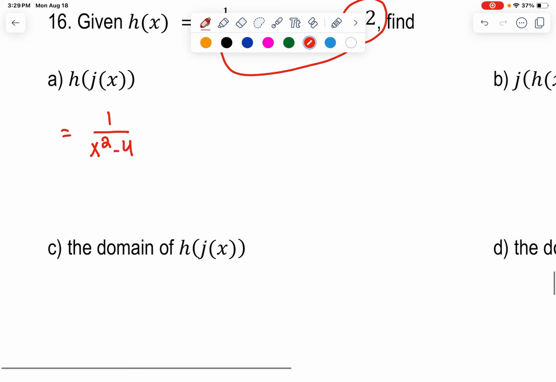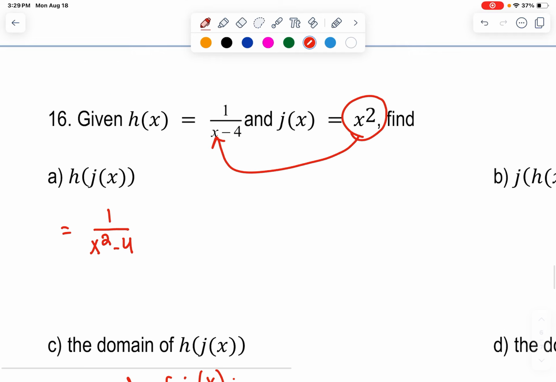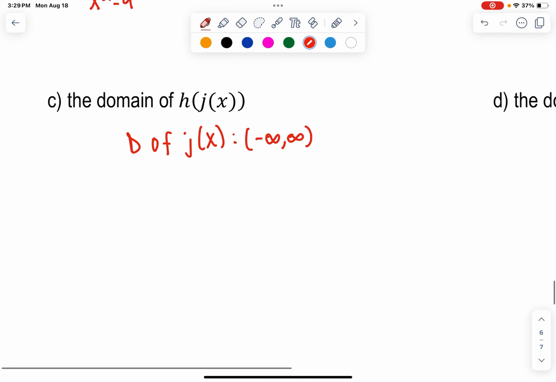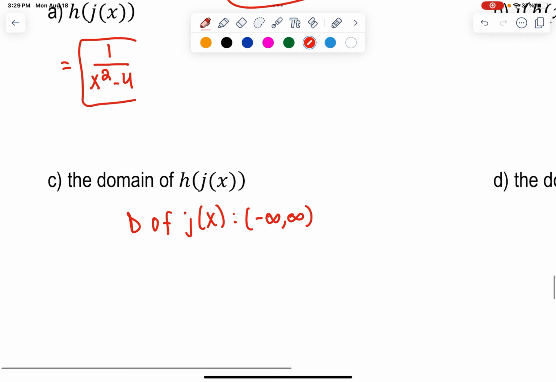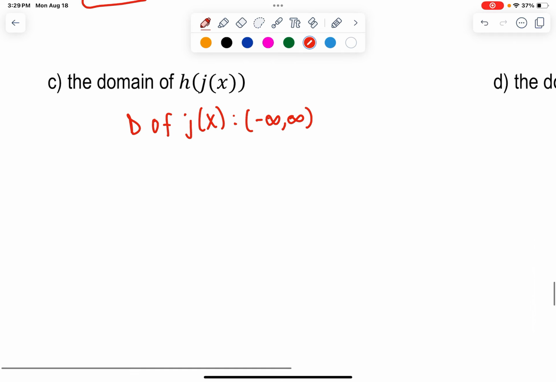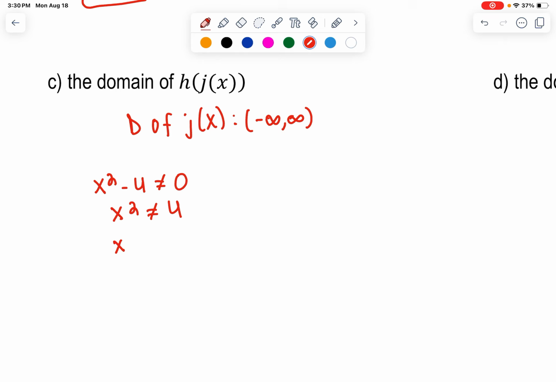So for the domain, we need the domain of j of x, and we need the domain of the final function. So the domain of j of x, if you look at j of x, it's a parabola, there's no restrictions, negative infinity to positive infinity. So that's not giving us any restrictions. But if you look at the final function, there are restrictions because our denominator cannot be equal to 0. So we're going to say x squared minus 4 cannot be equal to 0. So x squared cannot be equal to 4. So x cannot be equal to positive or negative 2.